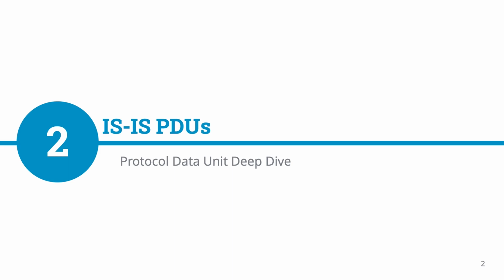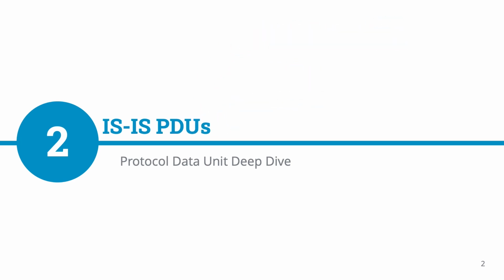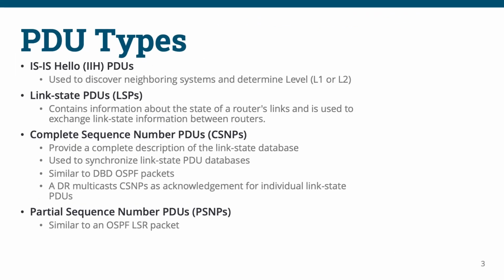In a previous lesson, we discussed that the fundamental building blocks for the exchange of reachability information for ISIS is the PDU, or Protocol Data Unit. The PDU is a similar concept to the message types of OSPF. So, let's first do a quick rundown of the PDU types that ISIS uses. Here, we see that there are 4 different types of PDUs.